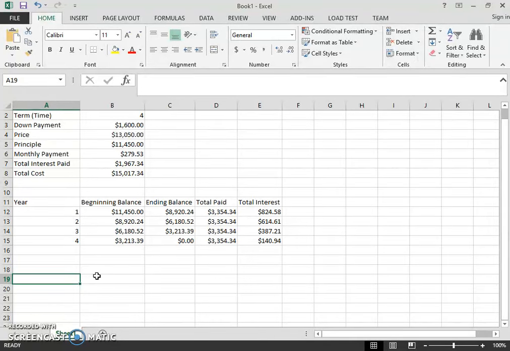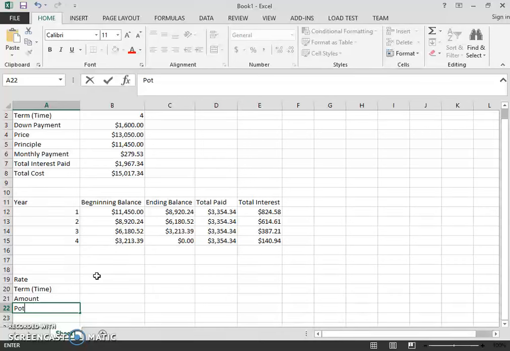Now into the spreadsheet. We're just going to continue, go down a little bit farther, and start right there. So we're going to set up our labels. First thing we're going to need to know is our rate. We're going to need to know our term, or in other words, our time. How long are we going to look to invest? Third item we need to know is our amount, how much per month, and then what we're going to find is our potential value of our overall investment.